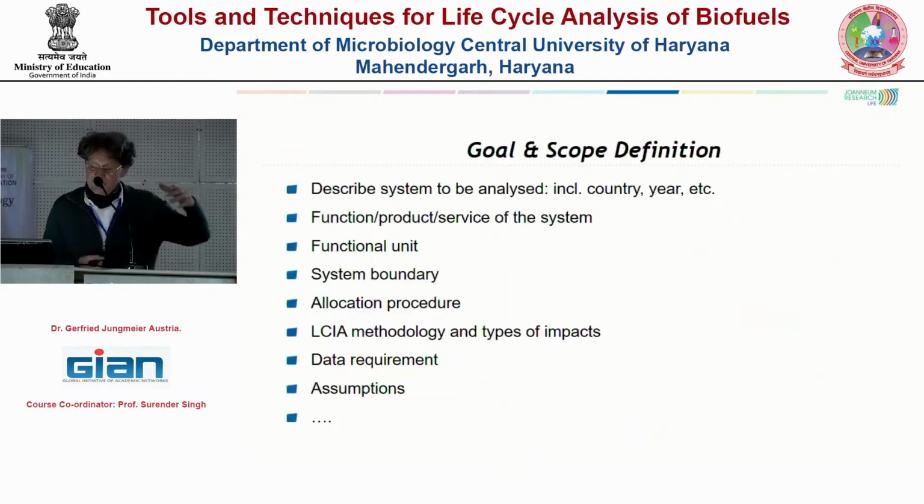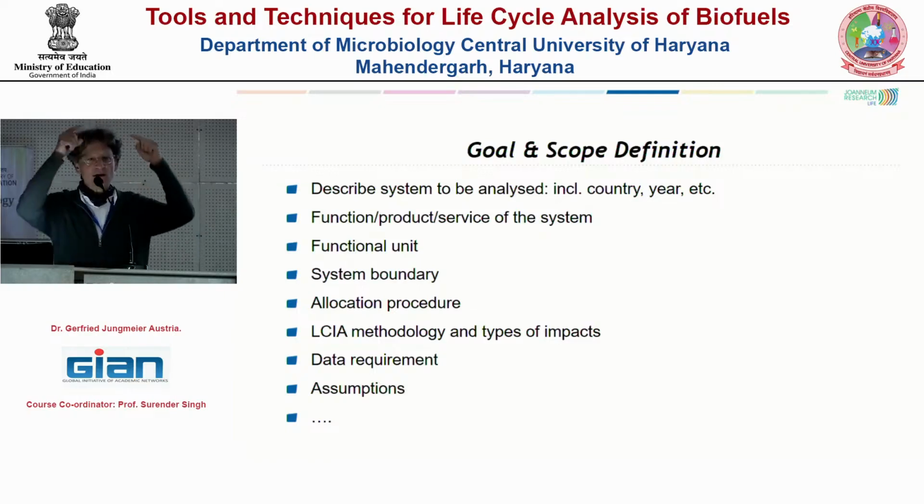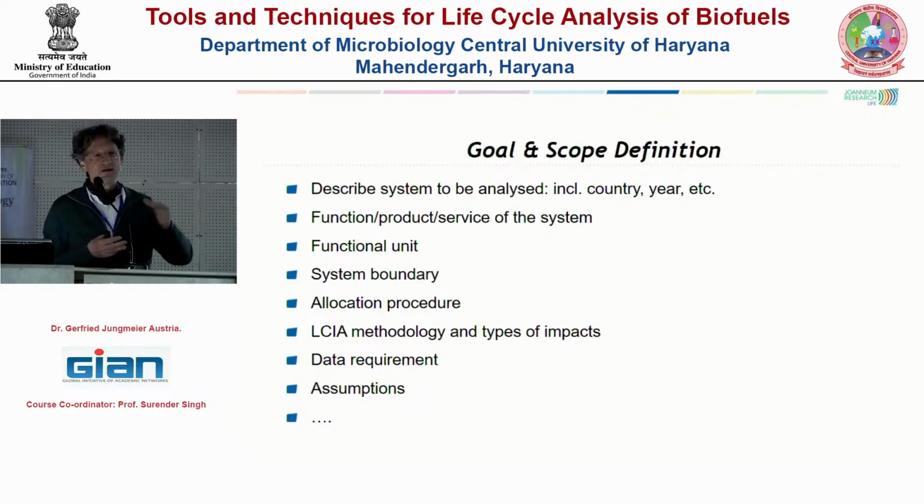Then, of course, for the very beginning, when you start to build up your system, you've seen yesterday, there's always an arrow from goal and scope going back to the inventory analysis to the impact assessment. So it's always an up and down. So when you build your system and your unit processes, you always have to reconsider: am I still in line with the goal and scope?